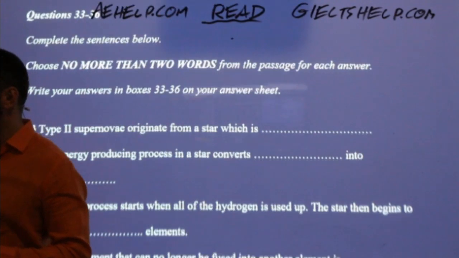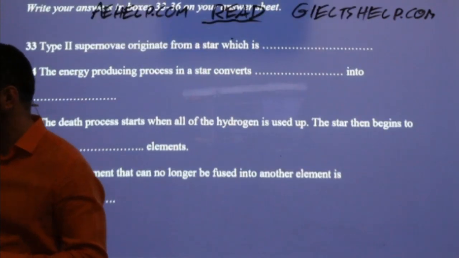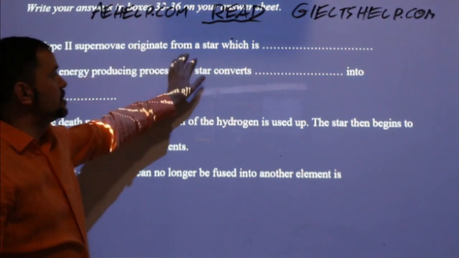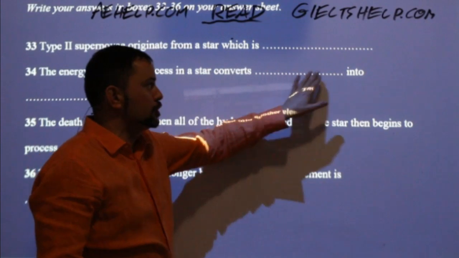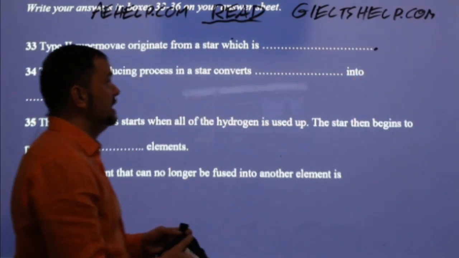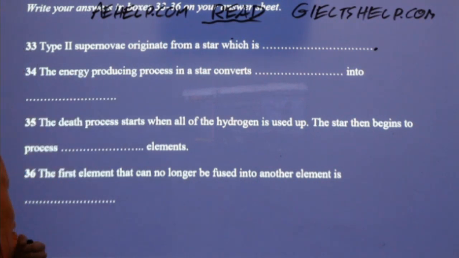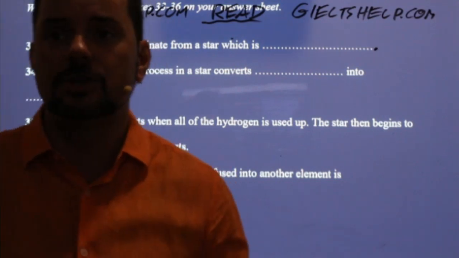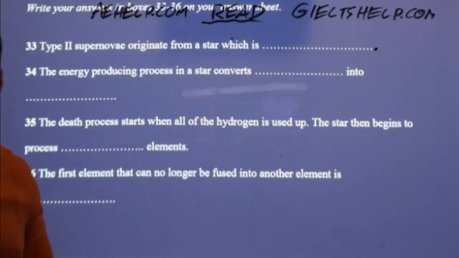All right, let's complete these sentences. Type 2 supernovae originate from a star which is... You might want to search for this. We could easily find it in paragraph B. But before you start searching, think. You might be able to answer this without searching. I think many of you will.